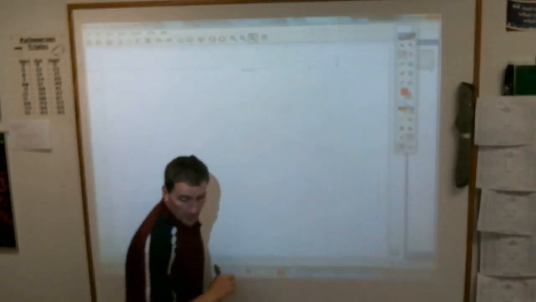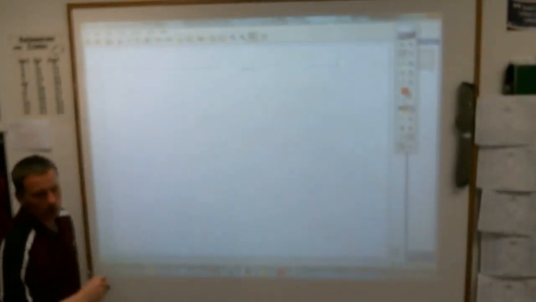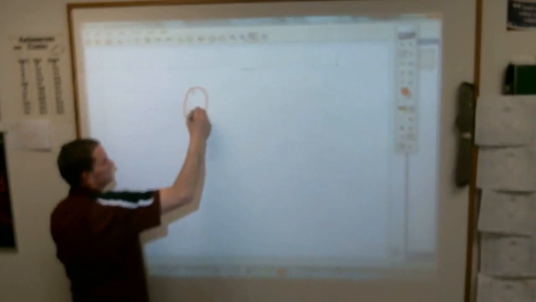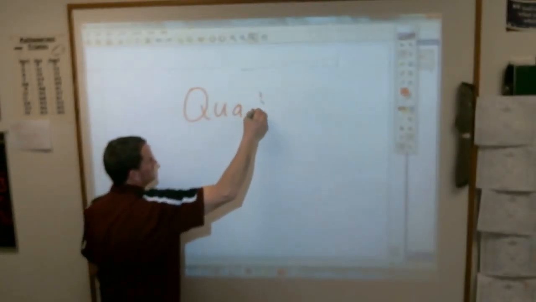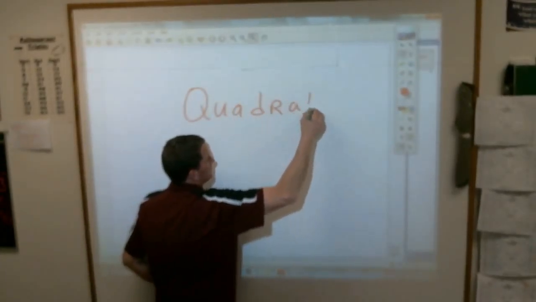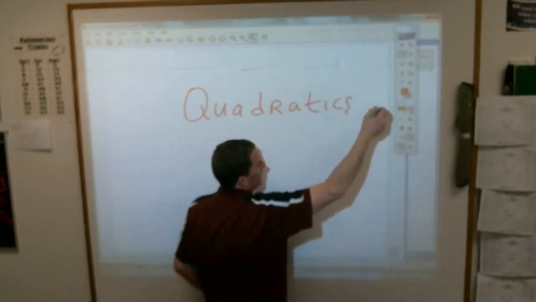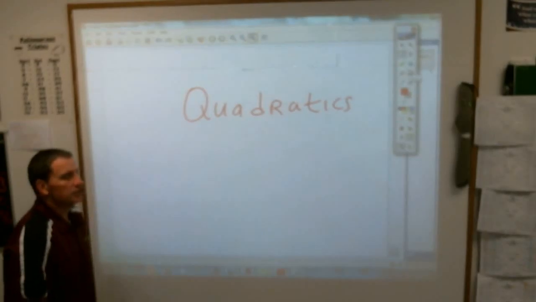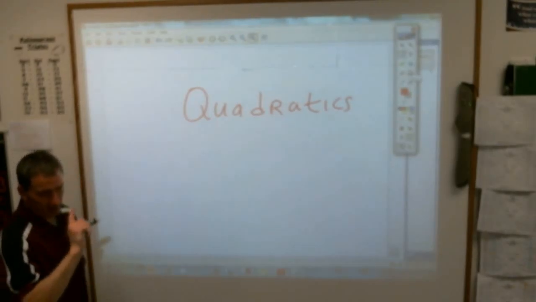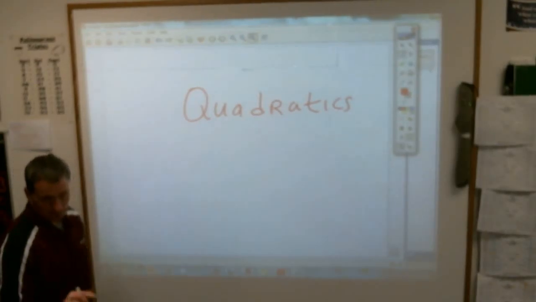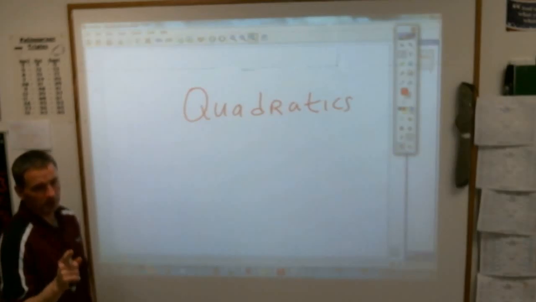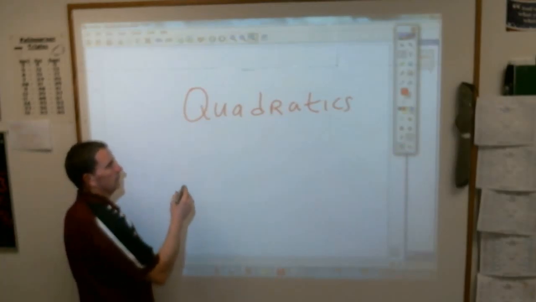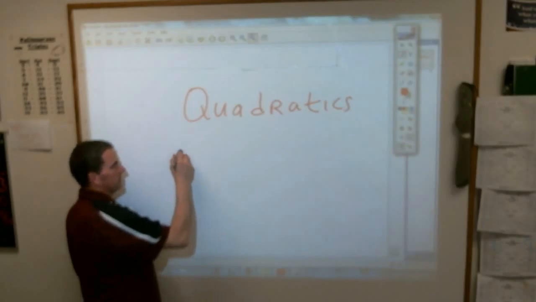So, quadratics. The book just calls this identifying quadratics. Just remember, the standard form of a quadratic is different than the standard form of a linear equation. The standard form of a quadratic is this.